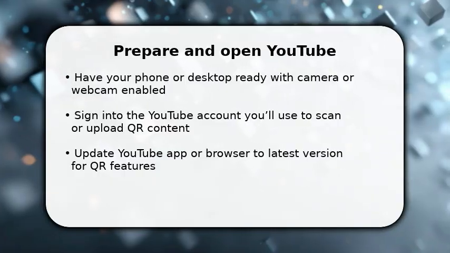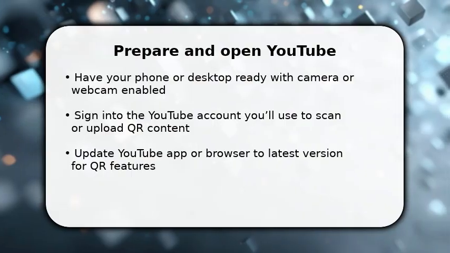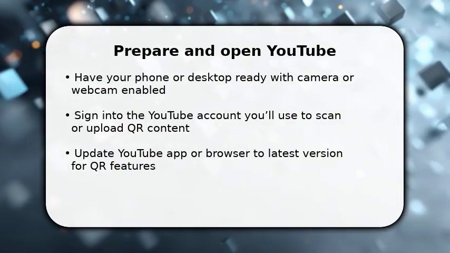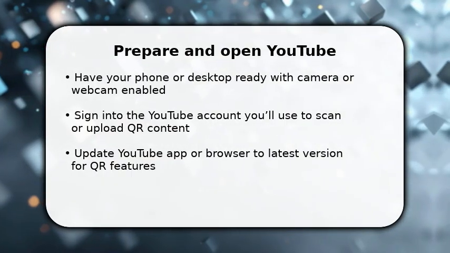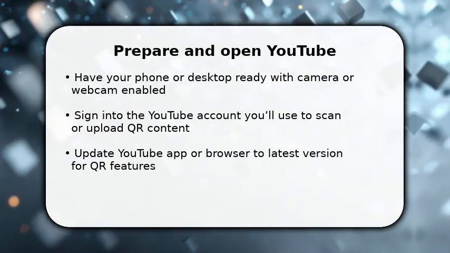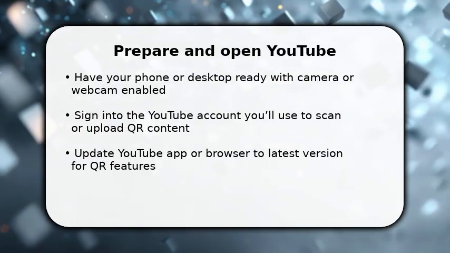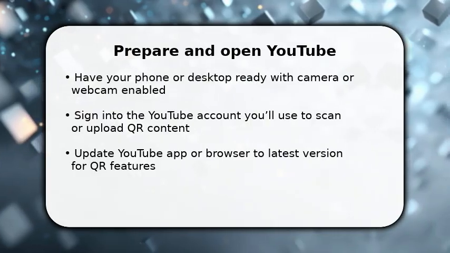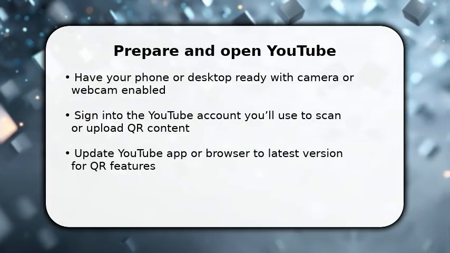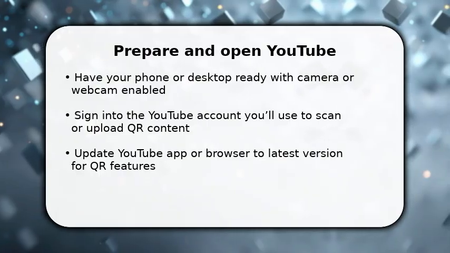You're starting now. Open the YouTube app on mobile or visit YouTube in a modern browser. Make sure camera permissions are granted on mobile or your webcam is connected on desktop. Once signed in, check for the QR scan icon near the upload or share controls. If it's not visible, update the app or reload the page.